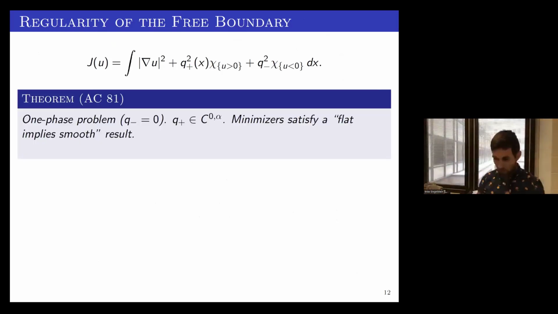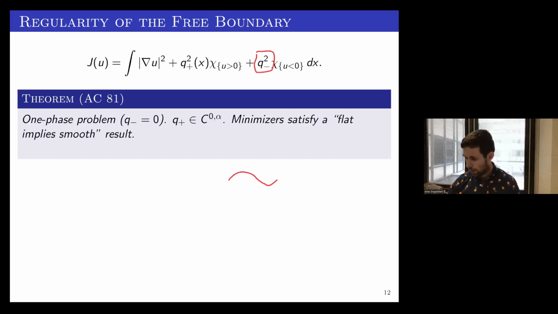This is the paper of Alt and Caffarelli for the one-phase problem. Here you should think of Q minus as being identically equal to 0. Let's assume that Q plus has some Holder regularity. We also want Q plus to have some non-degeneracy, so Q plus stays away from 0. Then it turns out that minimizers satisfy what's called a flat implies smooth result.